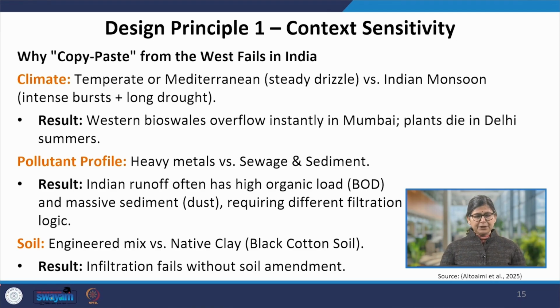Climate, temperate or Mediterranean: steady drizzling is happening in North America, whereas in Indian monsoon it's an intense burst and long drought. So the climate itself is different. So western bioswales will overflow instantly in Mumbai. Plants will die in Delhi summers. So you have to think about this climate context.